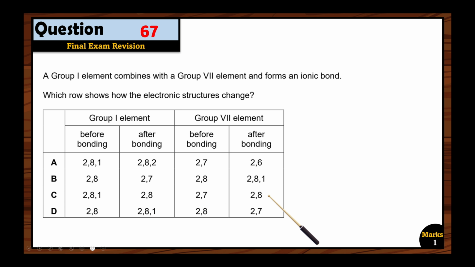You don't even need to look at the group 7 element, but if you want to, you can. Group 7 should have 7 electrons in its last shell, right? So it has 7. And then when it gains 1 electron, the 7 will become 8. So you see, option C is correct.